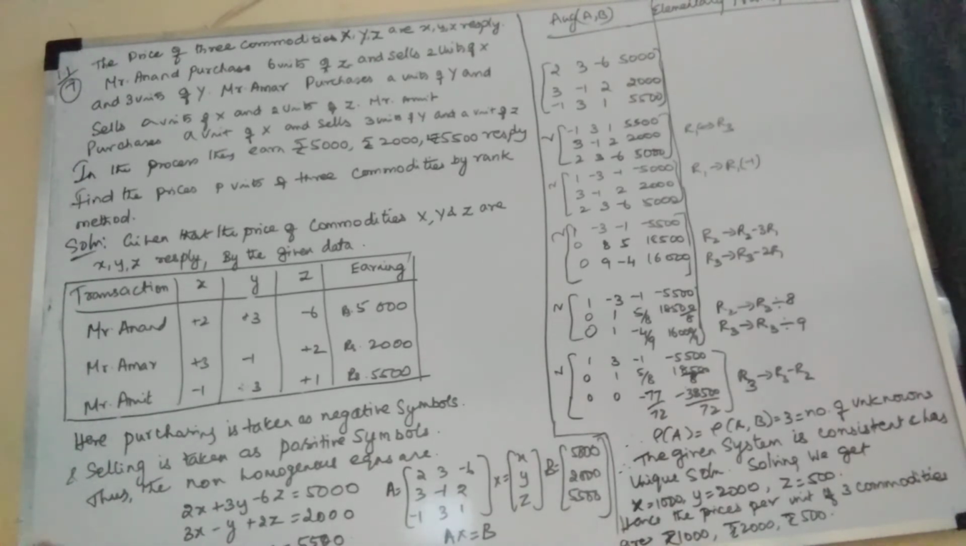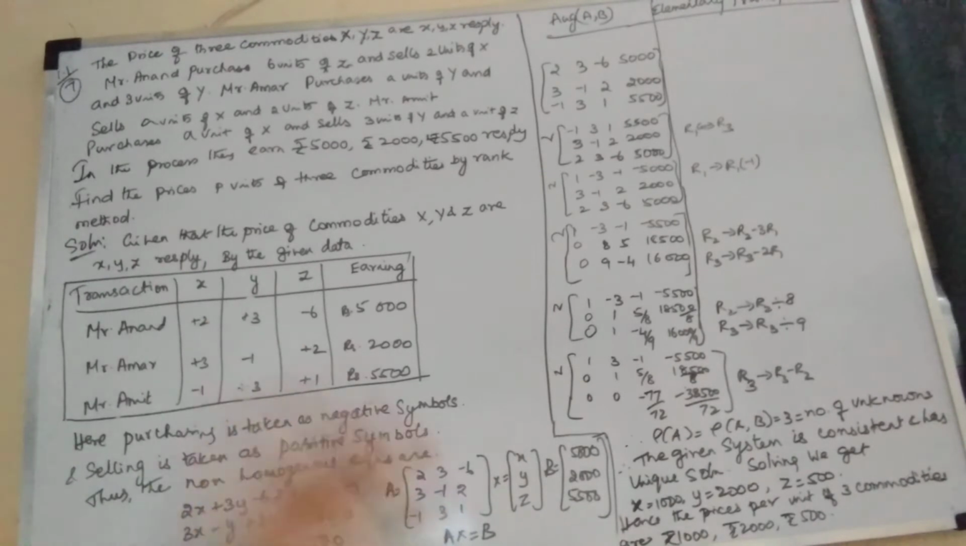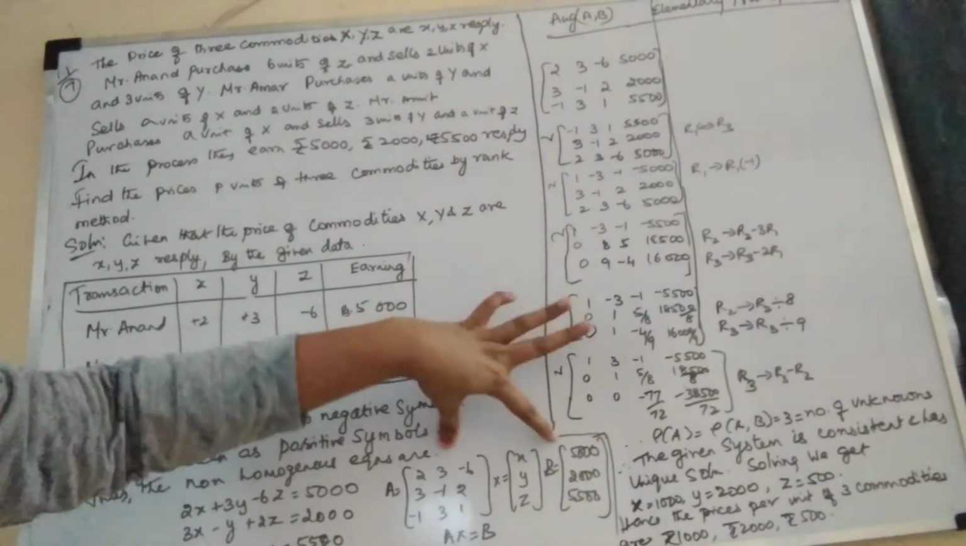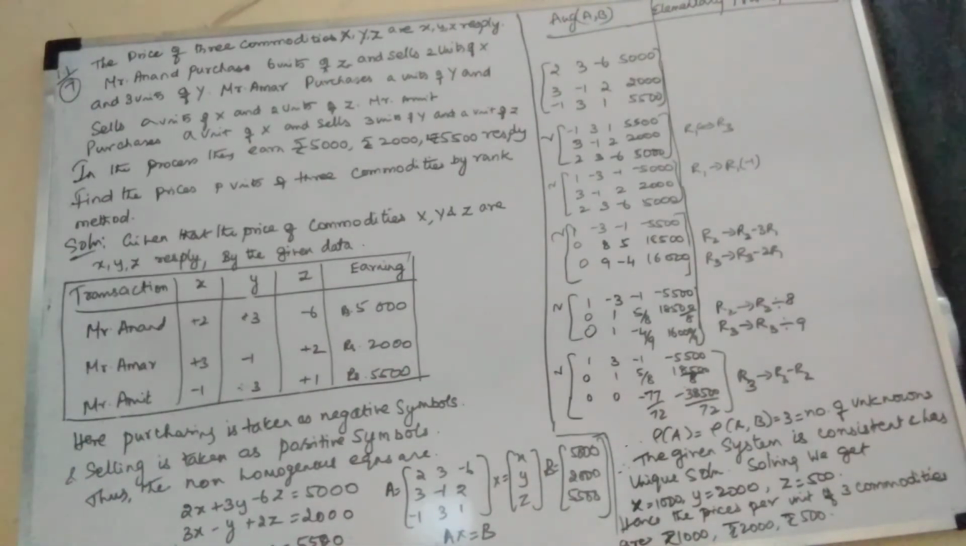First write the equations from the given question. Next you have to find X, Y, Z using the matrix form. So write the coefficient matrix A: 2, 3, minus 6; 3, minus 1, 2; minus 1, 3, 1. That is your A matrix. Next, the X matrix is X, Y, Z, the three unknown prices. Then the B matrix is your constants, the earnings: 5,000, 2,000 and 5,500. So the matrix form is AX equals B. Find the augmented matrix AB by combining A and B.